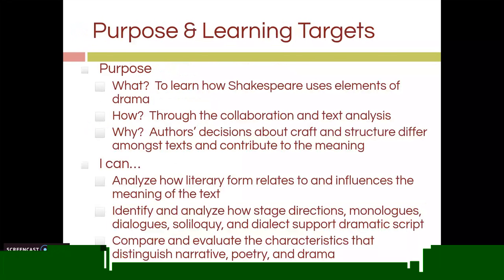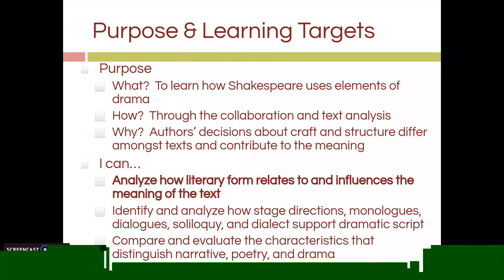So our purpose, again, is to learn how Shakespeare uses elements of drama. We're going to do this through text analysis because authors' decisions about craft and structure differ amongst texts and contribute to the meaning. So we're trying to figure out, again, why did Shakespeare use a drama to give his message? That choice contributes to the meaning. So we're going to analyze how literary form relates to and influences the meaning. So we'll take a look at drama, how it influences the meaning of the text. We're going to identify and analyze how stage directions, monologues, dialogue, soliloquy, and dialect support dramatic script. We're really going to focus on soliloquy today, and we're also going to continue to compare and evaluate the characteristics that distinguish narrative poetry and drama.